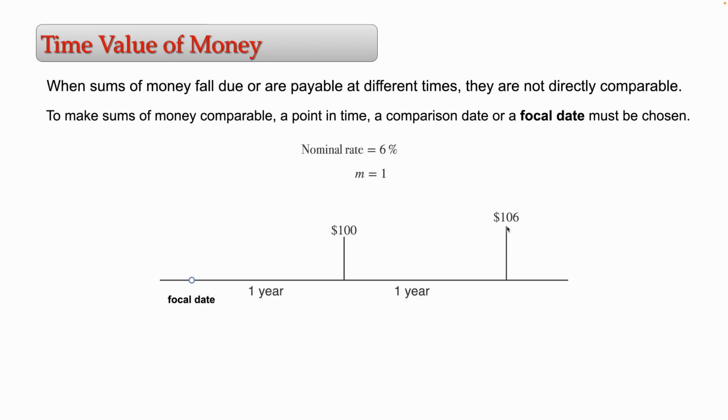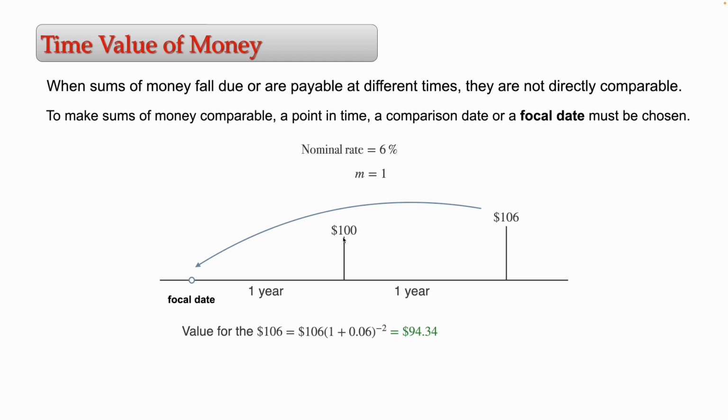For example, we need to compute the value of this 106 at this focal date. And obviously, to compute this value on that day, we need to move backward in time. We have 2 years here, so the number of periods is 2. And because we are moving backward in time, we need to compute the present value of this 106. So I'm going to use the formula of present value: 106 times (1 plus i) to the power negative 2. And if we use the calculator, this is 94.34.